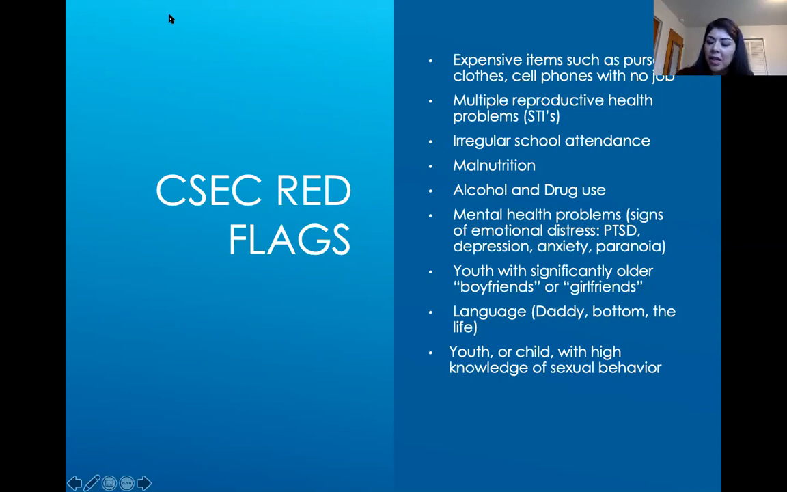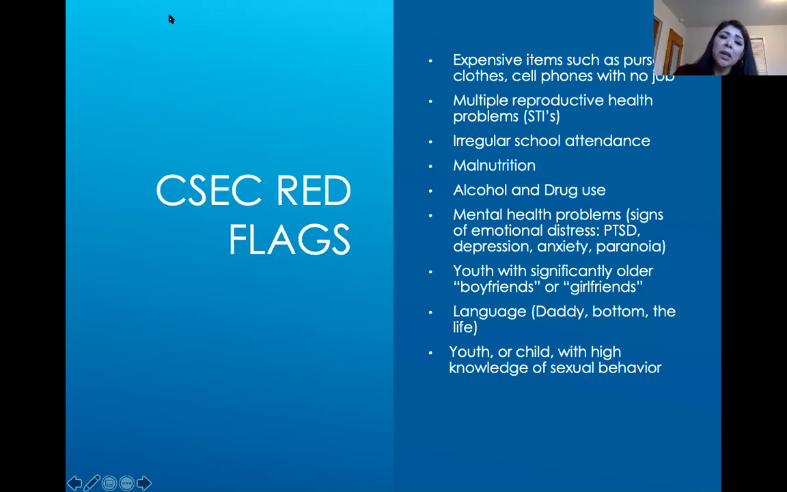Also, there is different language that you will hear from youth that they use. Daddy. Daddy is the term used for the male trafficker or the pimp, per se. And then also bottom. Bottom is really that person that is appointed to approach and recruit youth for this type of system. They are also the individuals that sometimes not only help traffickers, but they also help punish the youth who are being trafficked. And then the life, really that is the life, using the jargon that many of the youth will be using. And then youth or child with high knowledge of sexual behavior as well.